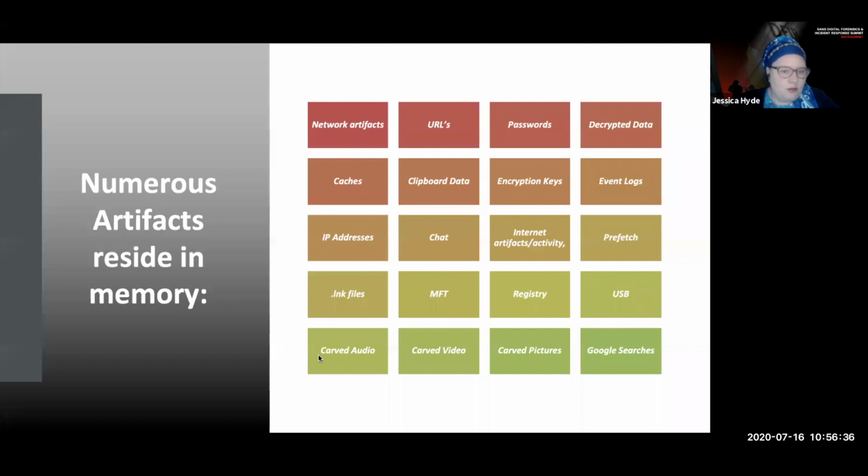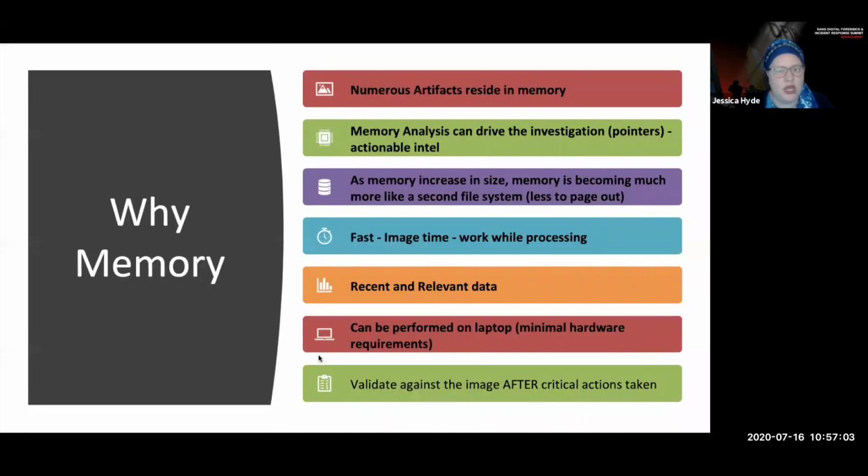And why is this important? Because there's artifacts everywhere, right? Everything from network artifacts and URLs that you may be used to getting from disk, to things that you can't find on disk, like encryption keys and passwords in some instances. And you're still going to get a lot of artifacts that you're used to seeing, like prefetch and link files. You can also carve for things like videos and pictures, get your Google searches, internet history, all of that resides in memory.